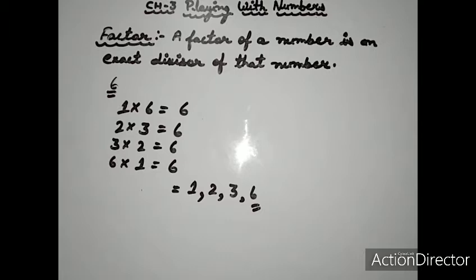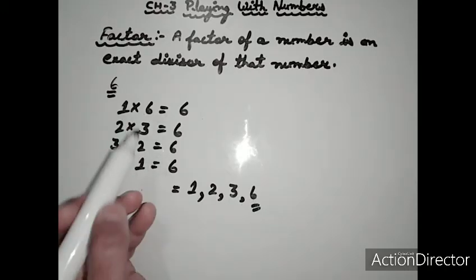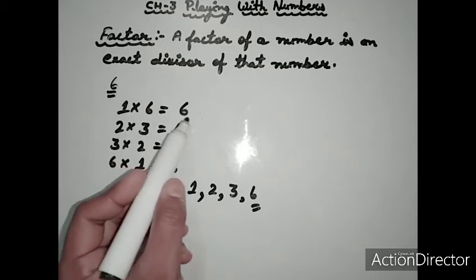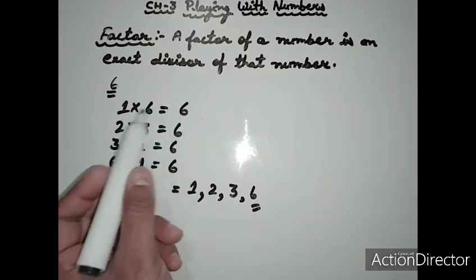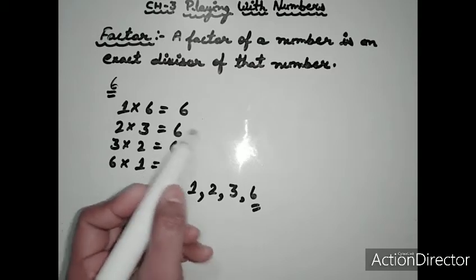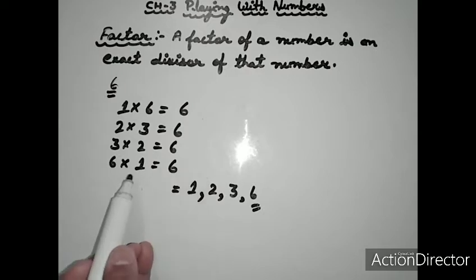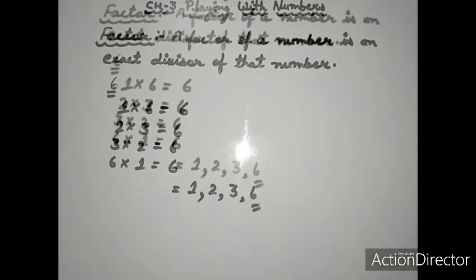These are the factors of 6, because we get no remainder in the case of all these factors. If we divide 6 by 6 one time, we get remainder 0. Then 3 twos are 6: 6 divided by 3, 2 times, we get 0 remainder. Then 2 threes are 6, 0 remainder. Then 1 six is 6, remainder equal to 0. So we say that a factor of a number is an exact divisor of that number.